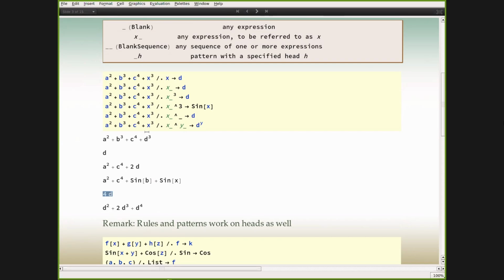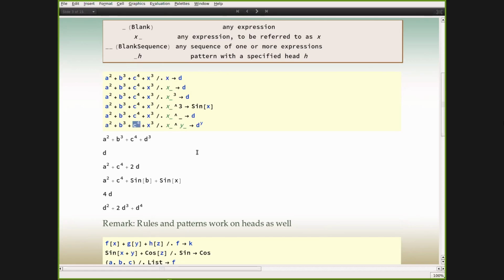And finally, I would like to have something which I will call x to some power, which I will call y, and I would like to return d to the power of y. So you can see that I have obtained d to the power of 2, since there was a to the power of 2, 2 times d to the power of 3, since there was b to the power of 3 and x to the power of 3, and finally d to the power of 4, because of this c to the power of 4.